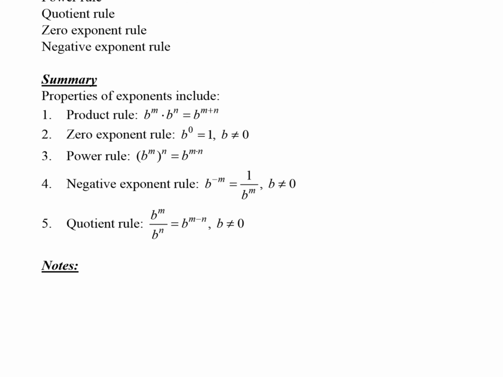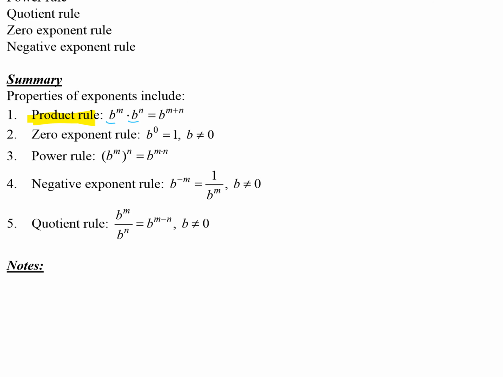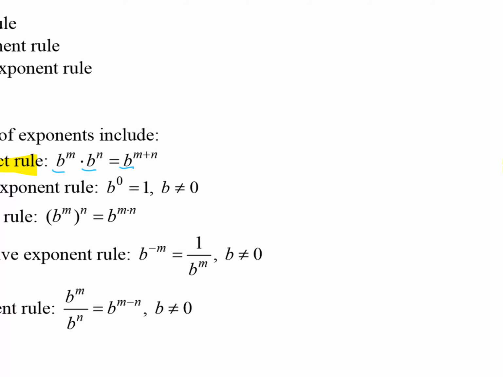These are the couple of properties that they expect you to know. The first property is called the product rule for exponents. Remember, this is important: if you're multiplying two different exponential expressions with the same base, they have to have the same base in common, then I can make this into a single exponential expression, and all I have to do is add the exponents. Now I'm going to demonstrate why that's true.